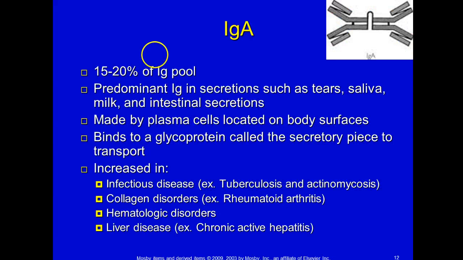Next one is IgA. This one kind of looks like a crab. It's got 4 pieces, or 2 immunoglobulins stuck together, but you can see it looks like there's 4 sides on it. It's 15 to 20% of the immunoglobulin pool, and what's really important about this one is it's predominant in secretions such as tears, saliva, milk, and intestines. It's made by plasma cells, and it binds to a glycoprotein called the secretory piece in transport. It's increased in infectious diseases, collagen disorders, hematologic disorders, and liver disease.